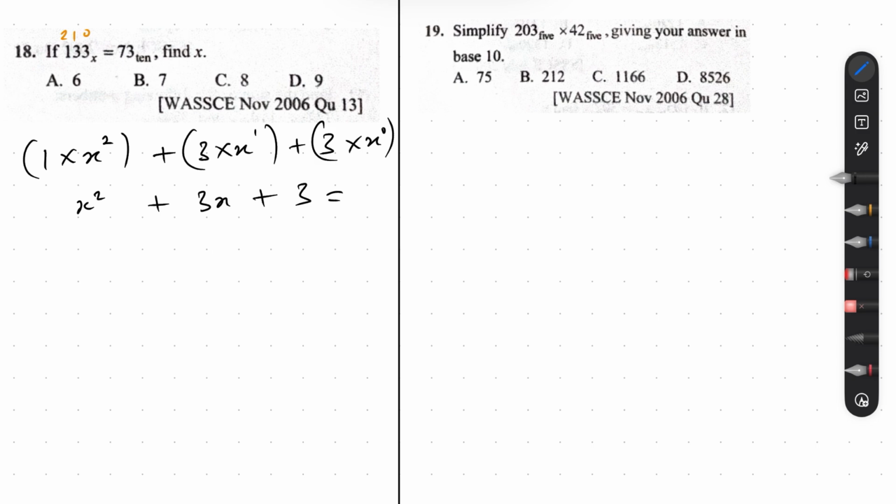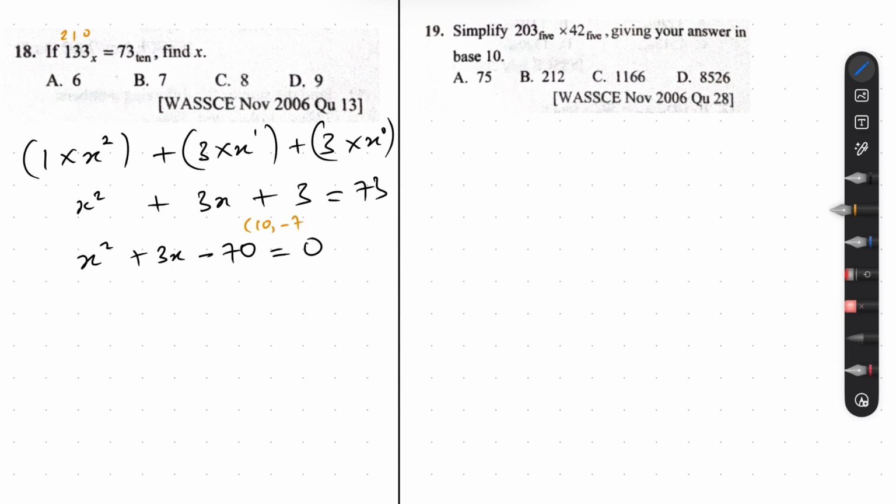Then we equate that to what? Our 73 right here. So if we rewrite this, we have x squared plus 3x minus 70 equals 0. So this is a quadratic. What we need to find is two numbers such that when we multiply them, we get negative 70. When we add them, we have positive 3. Can you find those two numbers? Yes, those two numbers are positive 10 and negative 7.